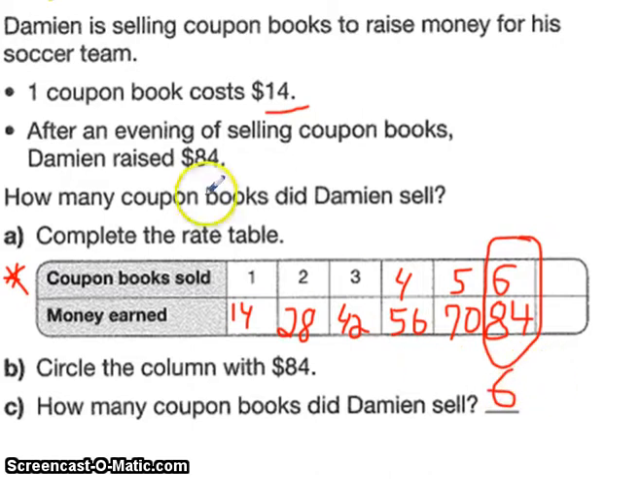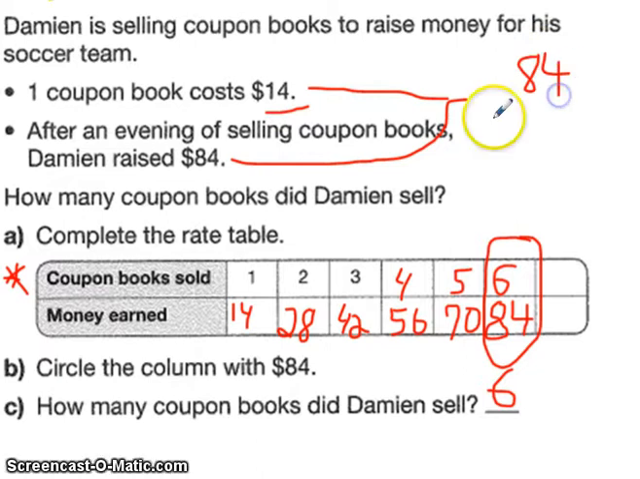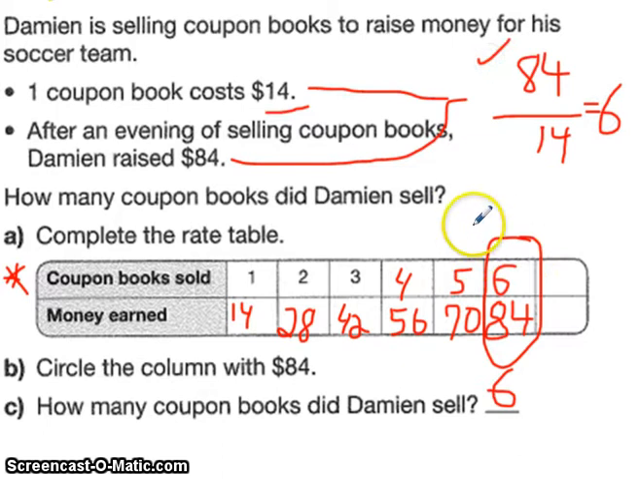An alternative to this would be to say we know each book is 14 and we sold 84. So if we take 84 and then just divide it by 14, that should equal 6. So kind of two methods there. This is the dividing, and this one will be using a rate table.